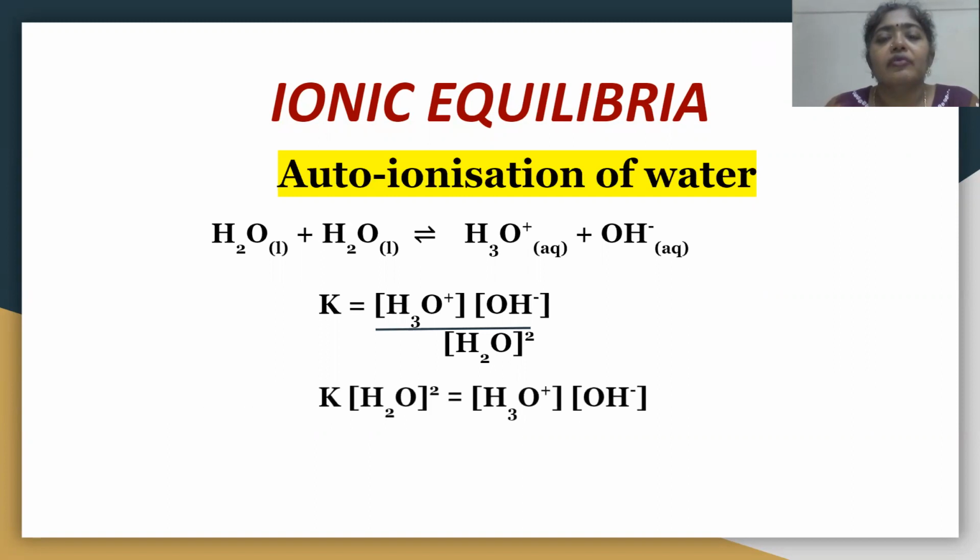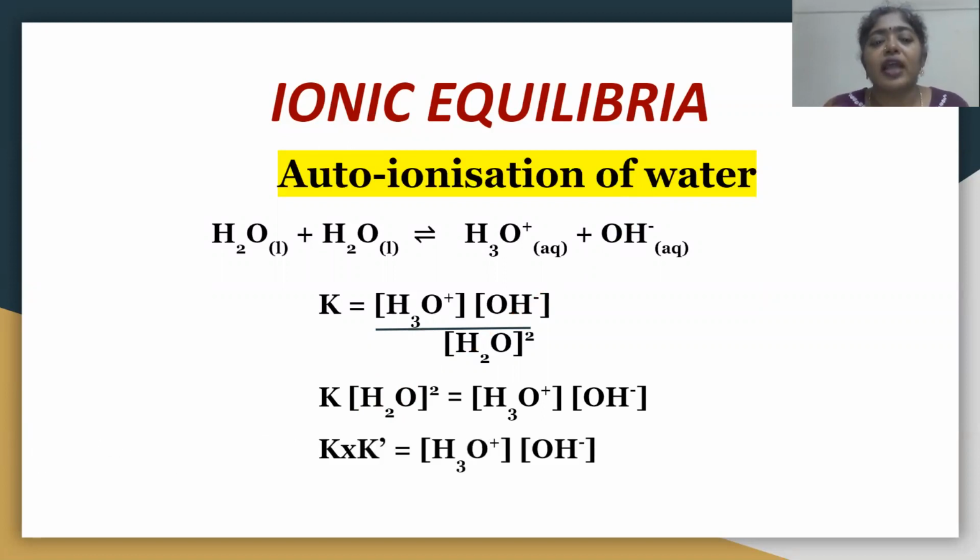Now, when I cross multiply, I get K into concentration of water raised to 2 is equal to the product of the molar concentration of hydronium ions and the concentration of OH minus ions. Now, the concentration of water molecules is going to be a constant, because the water ionizes to a very, very small extent. So we can consider that the molar concentration of water is a constant, because anyway water is in excess.